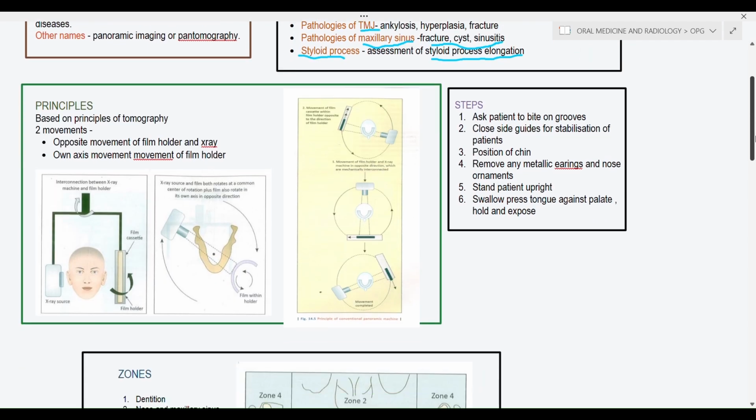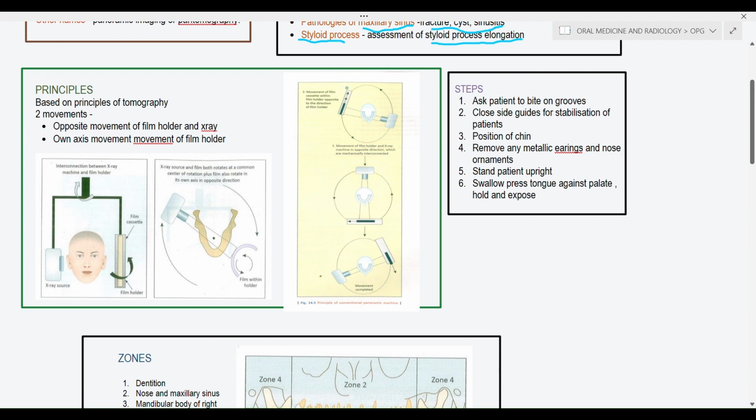So moving on to the principles of OPG. OPG works on the basis of the principle of tomography, and there are two movements. One is the opposite movement of the film holder and the X-ray, and the second one is the own axis movement of the film holder. So this diagram will give you more idea about the principles of OPG. You can see the own axis movement of the film holder.